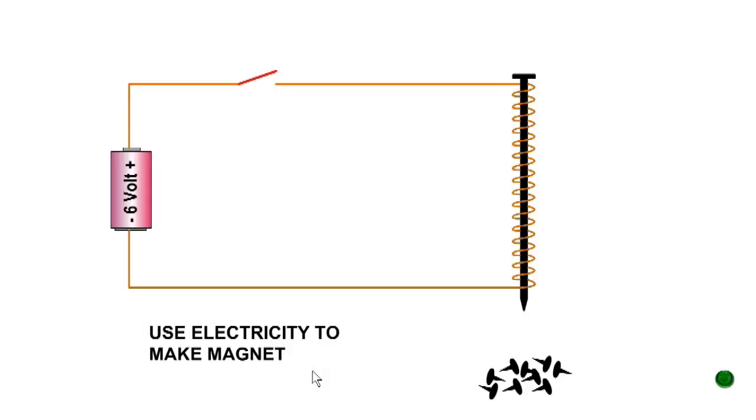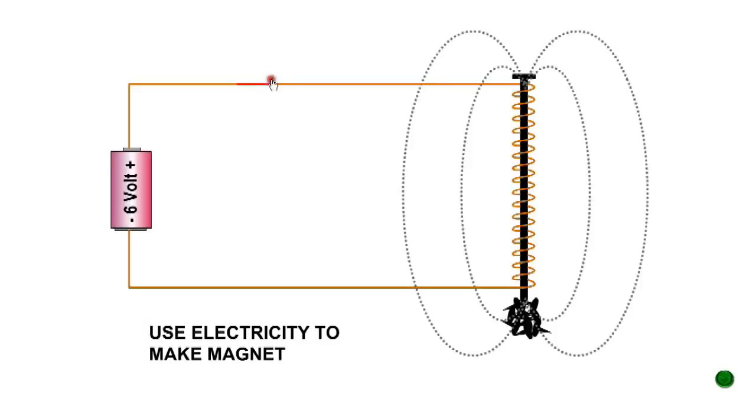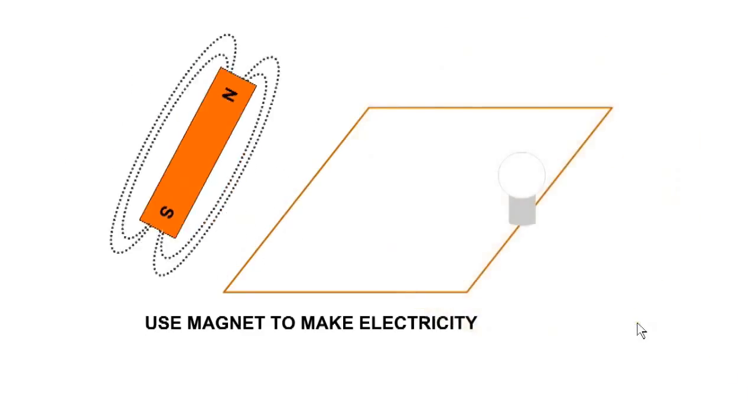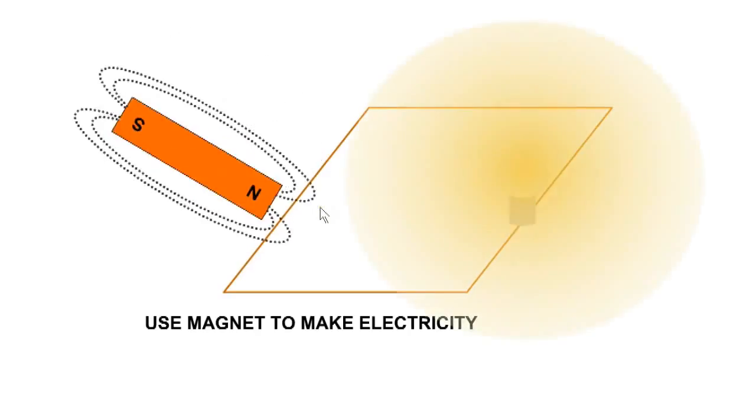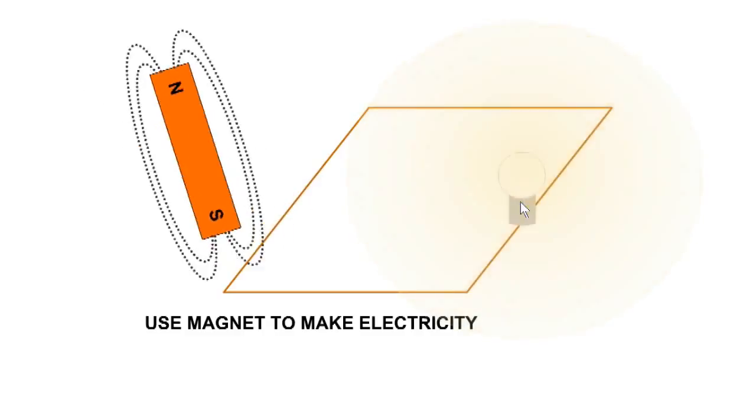There is a close link between electricity and magnetism. Electricity can be used to make a magnet, or a magnet can be used to make electricity. When the magnetic field moves past the conductor, electricity is induced.